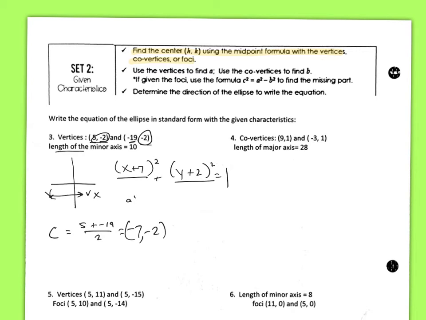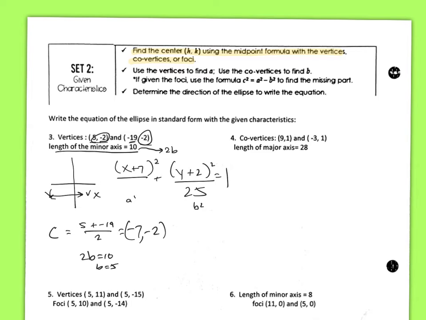Now, the length of the minor axis. This was from the notes from Friday. This is 2b because it's minor, it's short. So that means we know b: if 2b equals 10, then b equals 5. So this is where b squared goes, because this is not a squared. So this is going to be our 25.